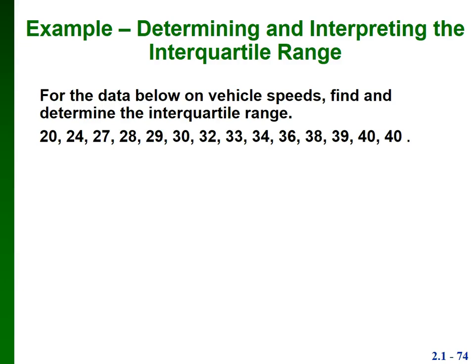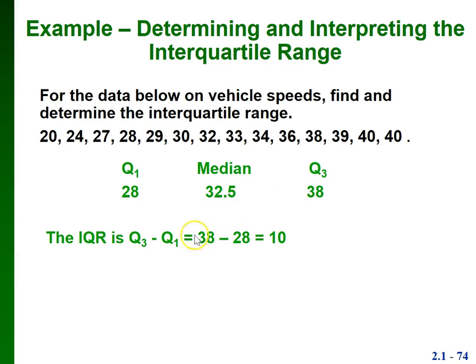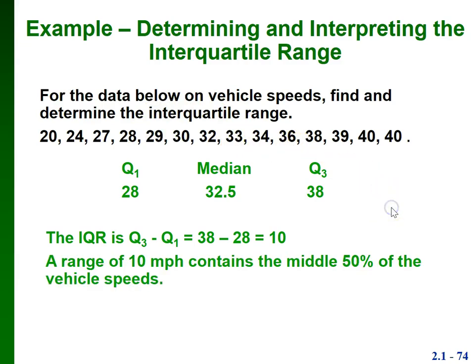So again, we've got our same list of data values. We've got our quartiles. And our IQR for this would be the difference between the Q3 and the Q1. So the IQR would be 10. In other words, there's a distance of 10 units between the first quartile and the third quartile. And that range includes 50%, the middle 50% of the data values.